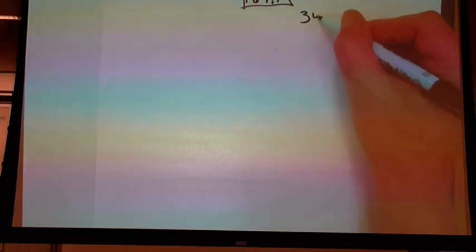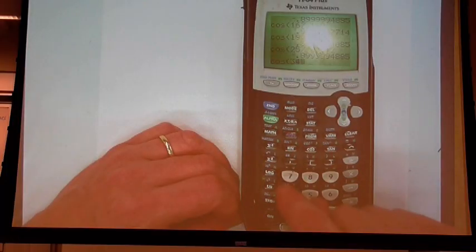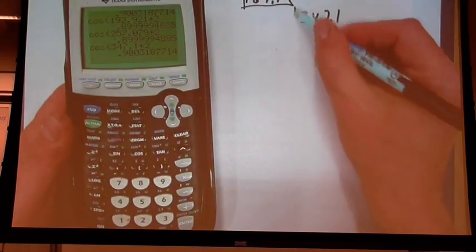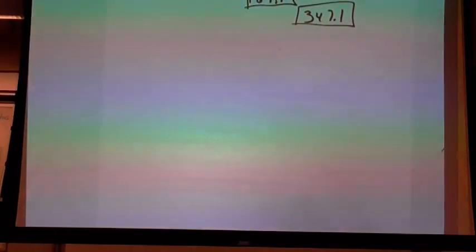Let's go through it a little more methodically. The last one will be 347.1. I'm sorry, what? 347.1. All right, let's try it. Cosine 347.1 times 2. Yeah. I missed that one the first round.